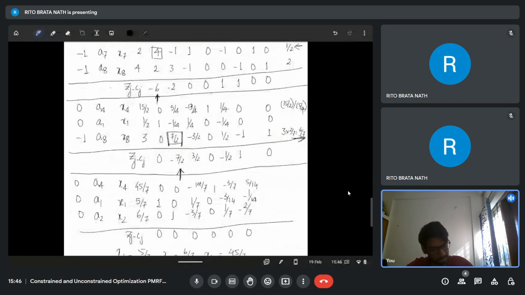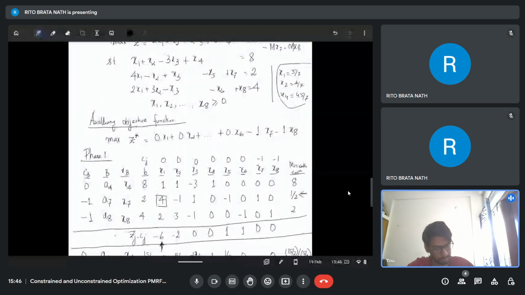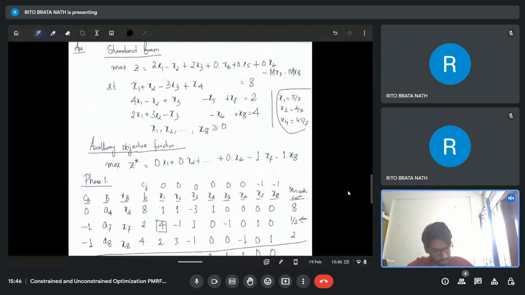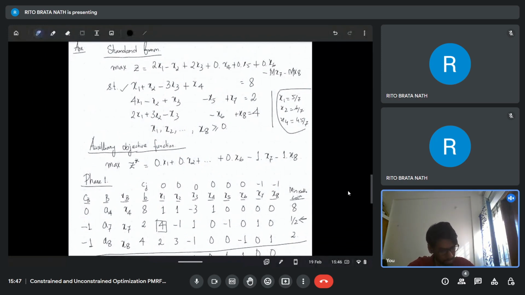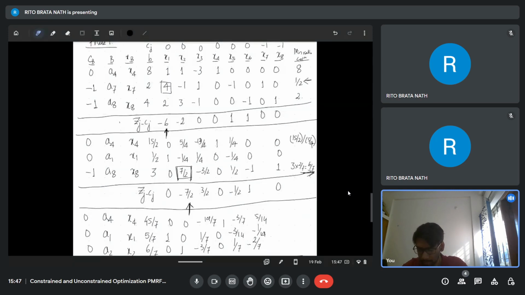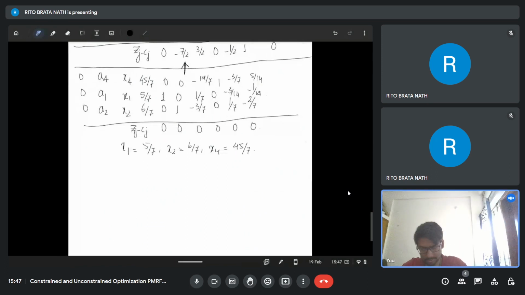Yeah, so let's check these equations. That's 5 plus 6, 11, so the first equation is correct. Second one is 20 by 7 minus 6 by 7. So that's 2. That's also correct. Third equation is 2, so that's 10 by 7 plus 18 by 7. So that's, yeah, 4. So that's correct. Yeah, so this is the correct starting point.